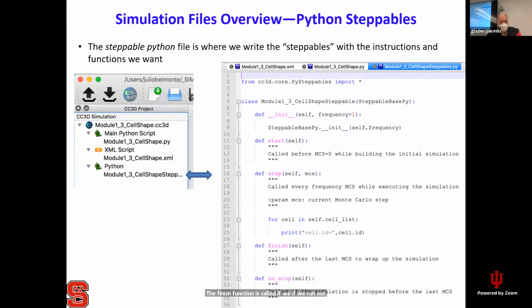If we say the simulation runs for 1,000 Monte Carlo steps, we get to 1,000 Monte Carlo steps, the finish function is called. And we might use that, for example, to export the results if we were running this in a batch mode. And then on stop, which was added fairly recently, is called when you hit that stop button on your player screen, because that's technically a different exit from CompuCell than running out of time. Although often you'll do the same thing in either case.